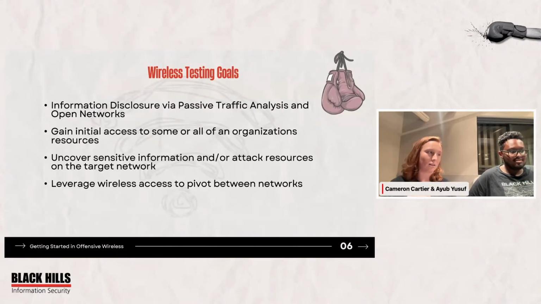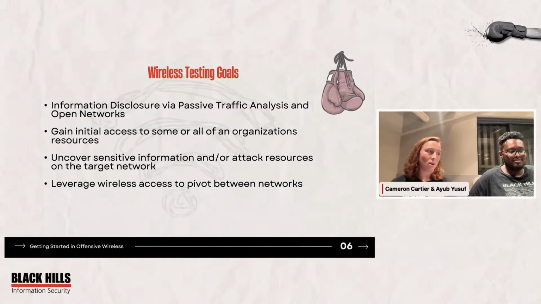All right, wireless testing goals. So at Black Hills, we approach wireless from the pen testing perspective, so that's what we'll be doing primarily in this webcast. What we're looking for is to do some passive traffic analysis, explore any open networks or networks that provide captive portals, and look for any information disclosure or other things that are interesting from an attacker perspective. Next, and perhaps most importantly, we want to gain initial access of some sort to the network, whether that be through the guest network and pivoting, or capturing a pre-shared key, or somehow getting onto the corporate network.